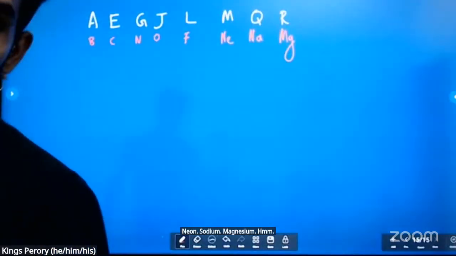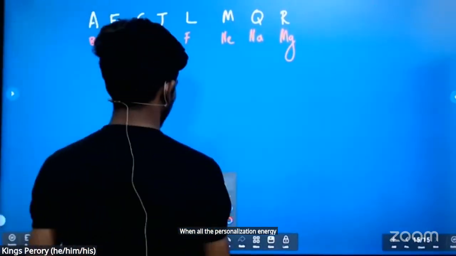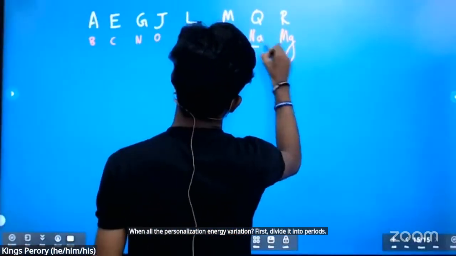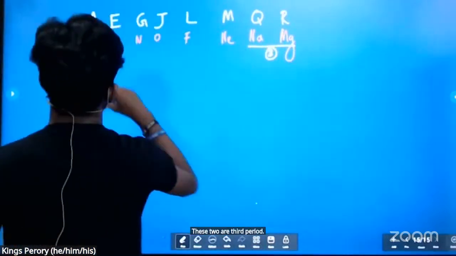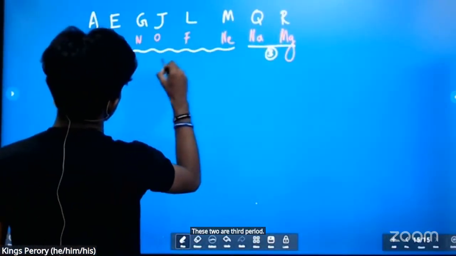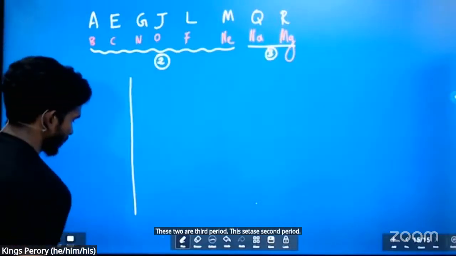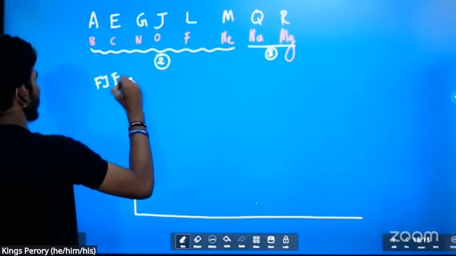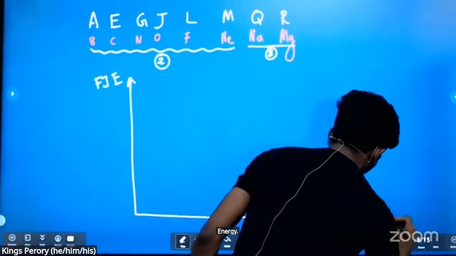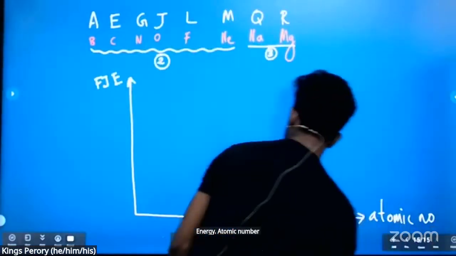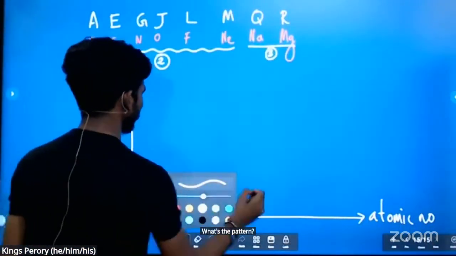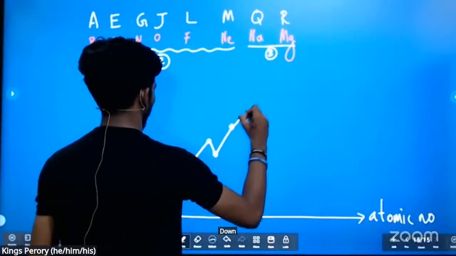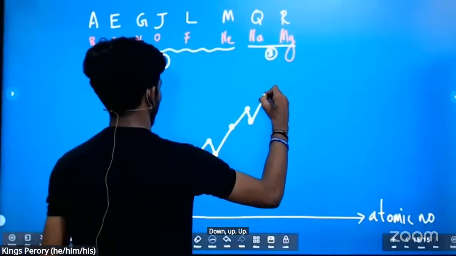We'll draw the first ionization energy variation. First divide it into periods. These two are third period. This set is second period. First ionization energy graph, first ionization energy against atomic number. What's the pattern? Down, up, down, up, up, down, up, up.